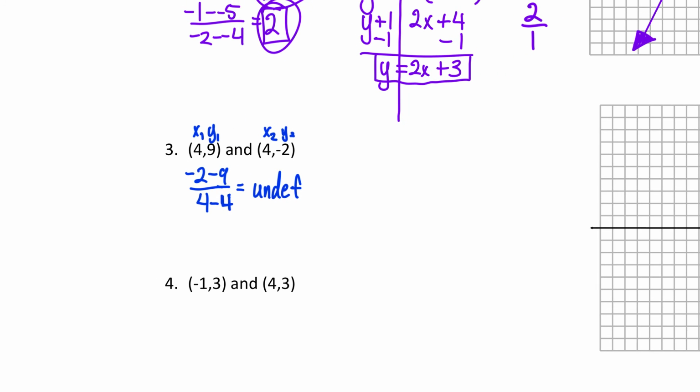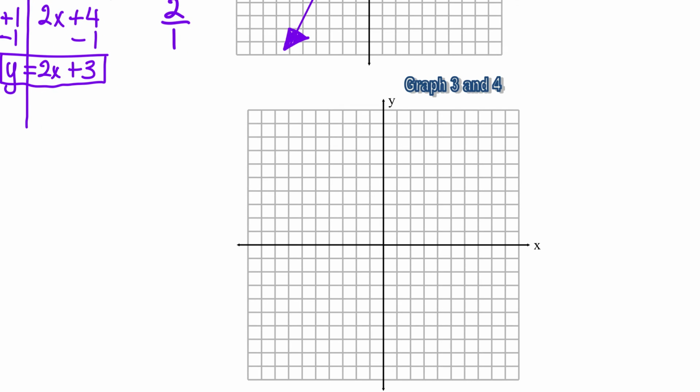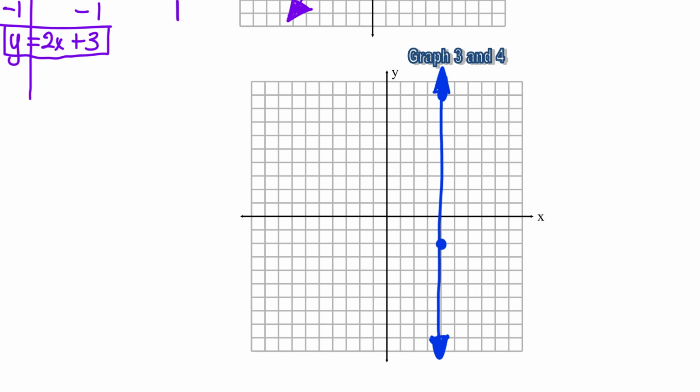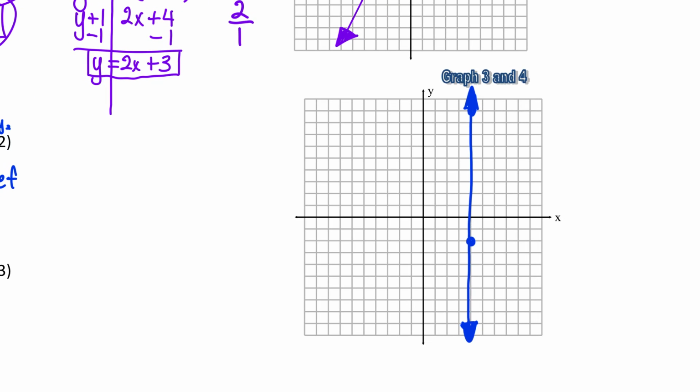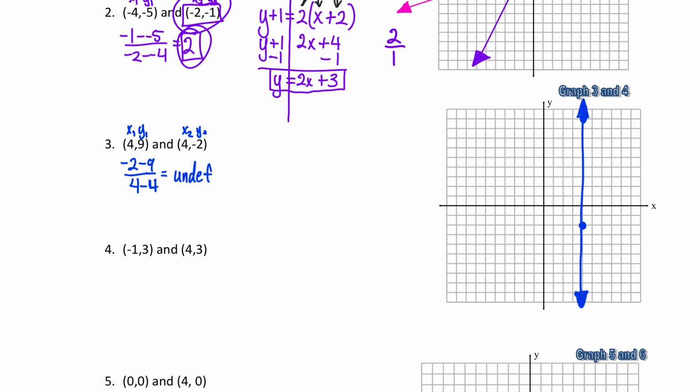Okay, so let's plot those 2 points just to see why it is what it is. Okay, so let's plot 4, 9, and 4, -2. So 1, 2, 3, 4. 4, 9 is right here, and 4, -2 is right here. Remember, when a line is completely vertical like this, the slope is undefined. Okay? So on this one, the equation of this line is x equals 4. That's what the equation of that line is.